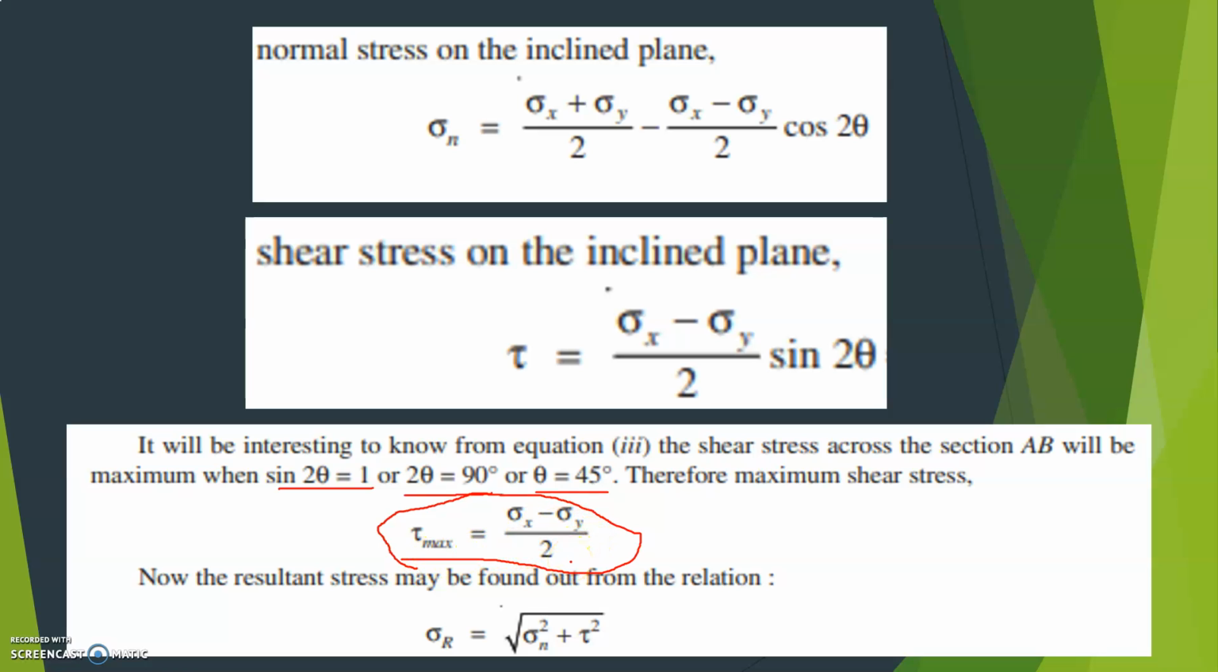Now the resultant stress may be found out from this relation. This is the same as the first case: sigma r, the resultant stress, is equal to the square root of sigma n square, that is the normal stress, plus tau square. So remember these four formulas, then you can solve the numericals. Let us consider one example.